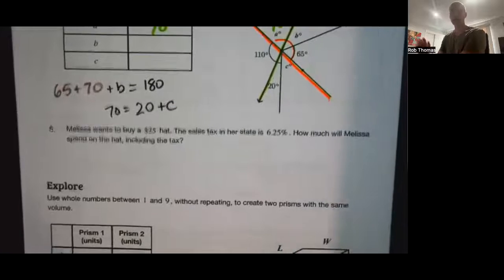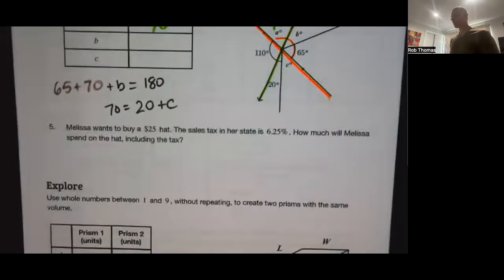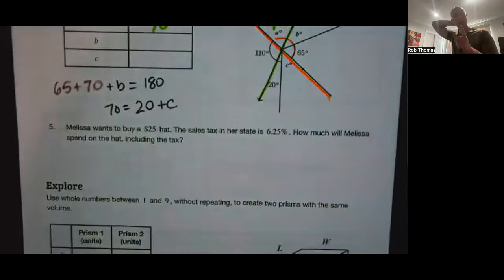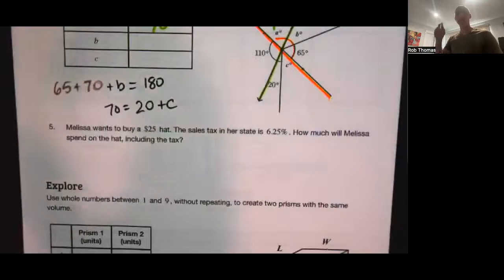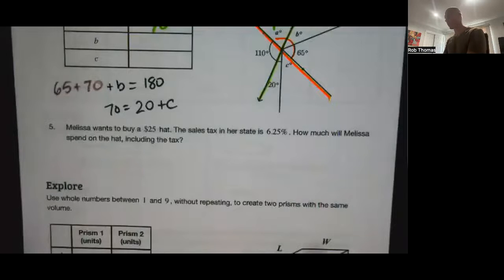And let's look at Melissa wants to buy a $25 hat. The sales tax in her state is 6.25%. How much will Melissa spend on the hat, including the tax? Okay, so we need to take $25 and increase it by 6.25%. We could either do that by one multiplication, or we could do it with two multiplications. The way most people do it, I think, is they find 6.25% of $25 and then they add it on. That's actually not my favorite way, but that's the way we'll do it right now.